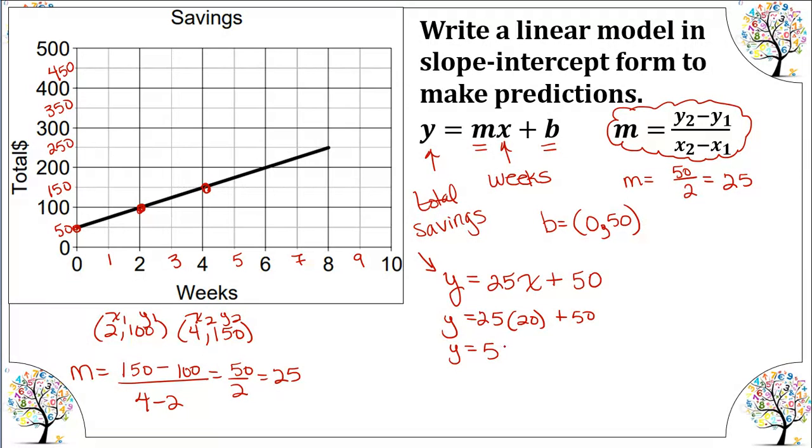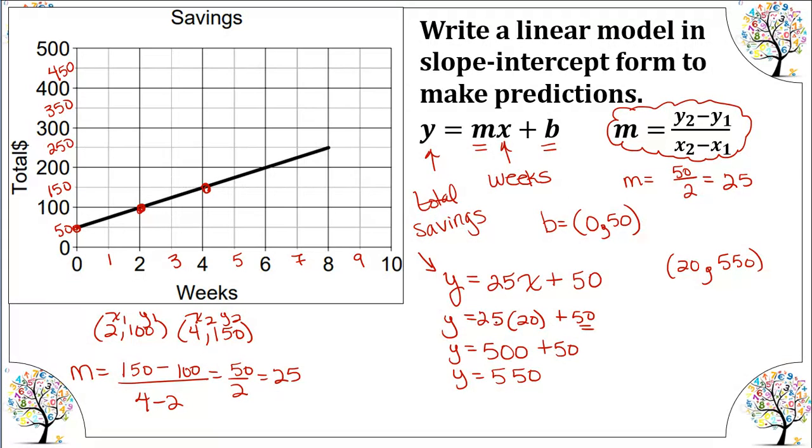So 2 times 25 is 50 plus the 0. And then don't forget the initial amount. So the total amount in 20 weeks, if I write this as an ordered pair, is going to be 550.